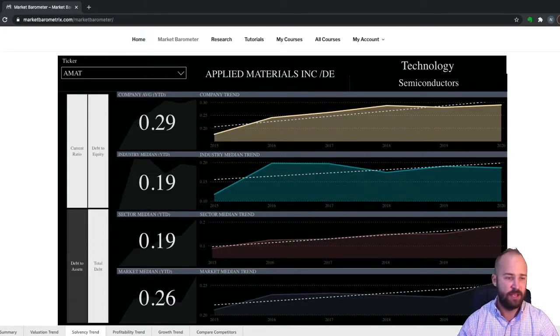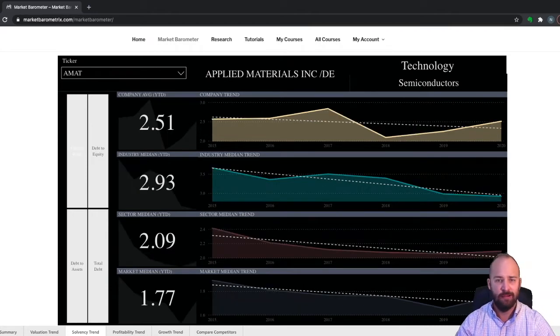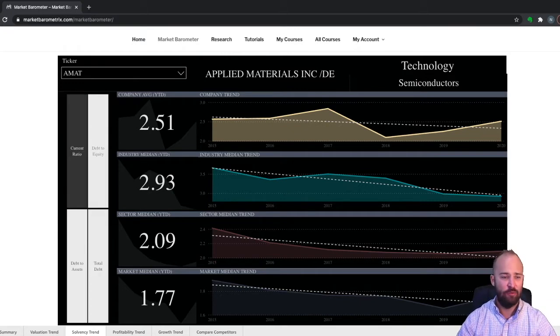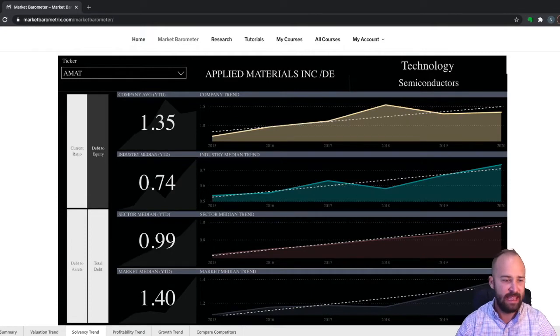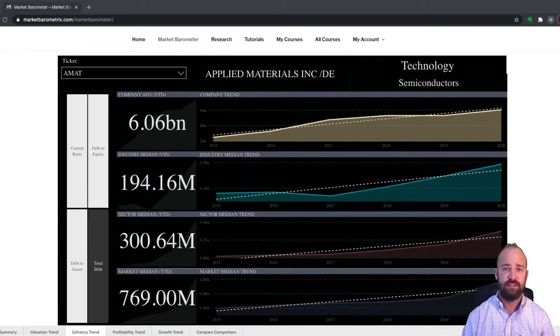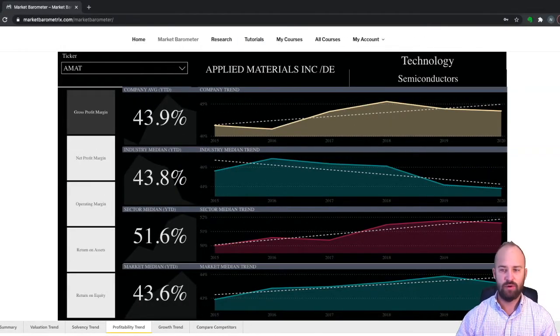So recapping the solvency situation over at Applied Materials, they have plenty of cash on hand to meet their current liabilities coming due within a year with a current ratio of 2.51. Debt to equity and debt to assets, indicating that Applied Materials is more leveraged than its peers. All right, and that brings us to profitability.